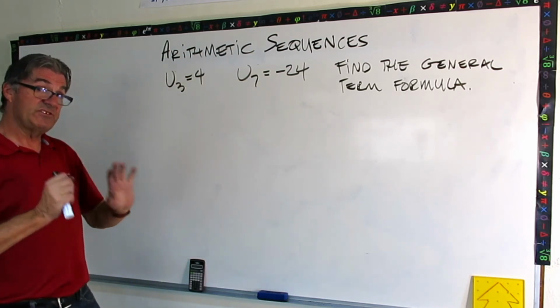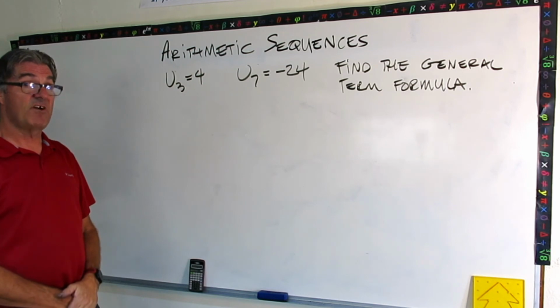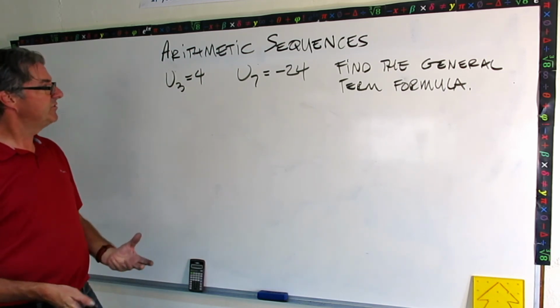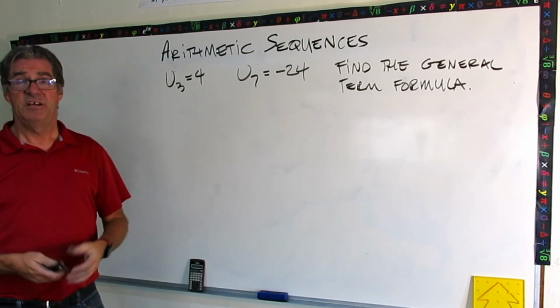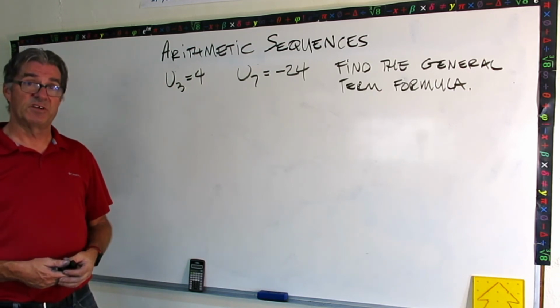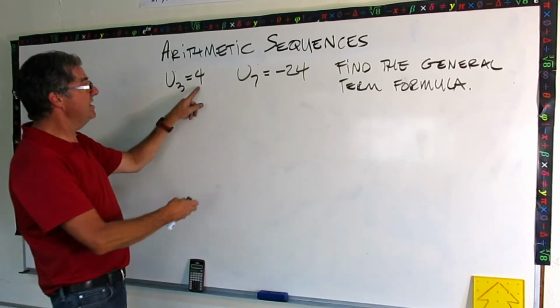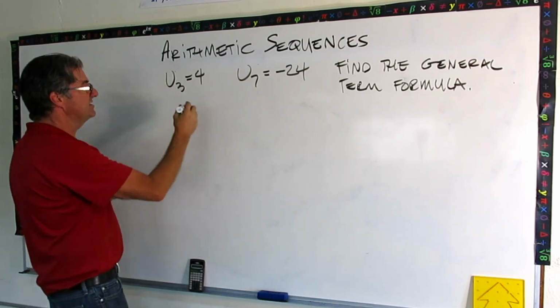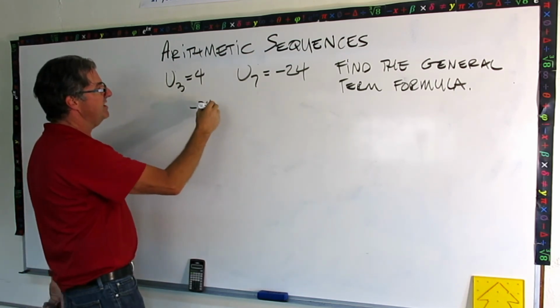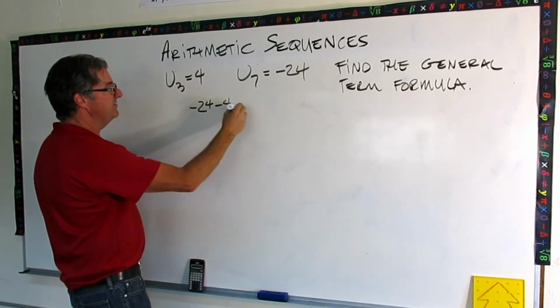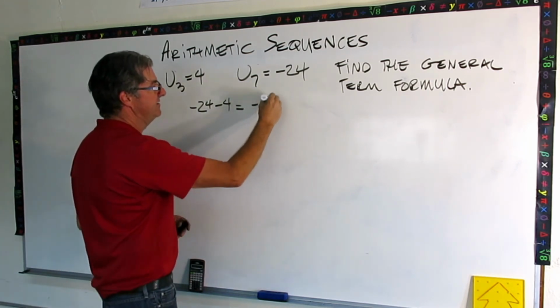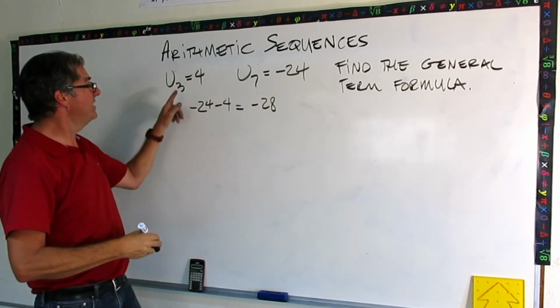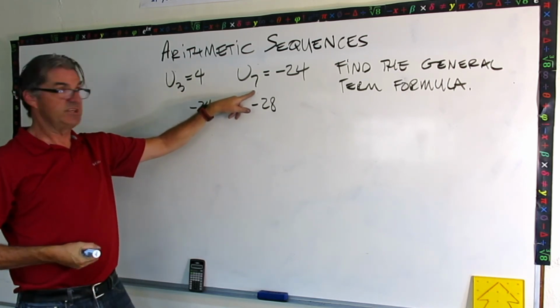If you want to give this a shot, pause the video right now and see how far you get. One of the things we need here is the common difference. There's a difference between the third term and the seventh term, right? So we're going to take the seventh term and subtract the third term, and that's going to give us negative 28. So we know the total difference between these two terms is negative 28.